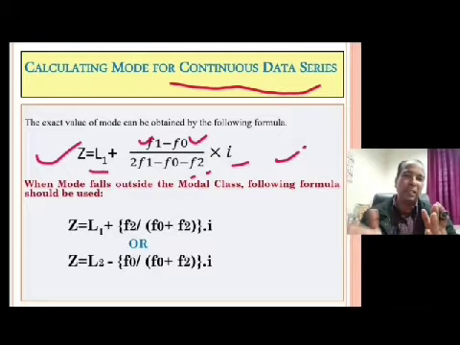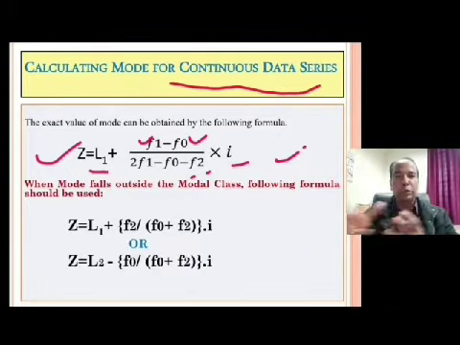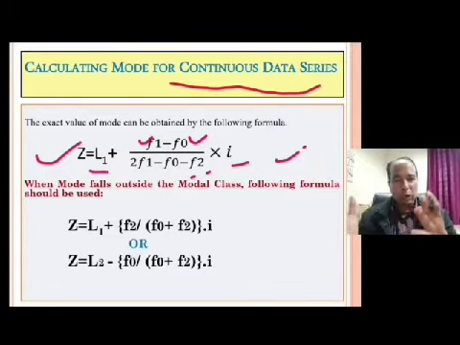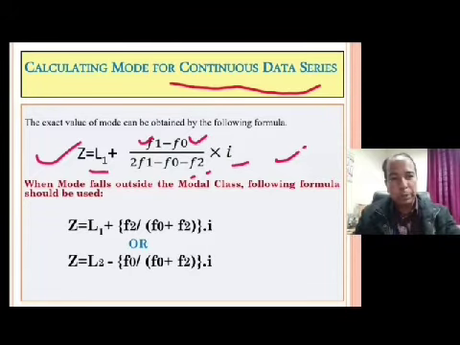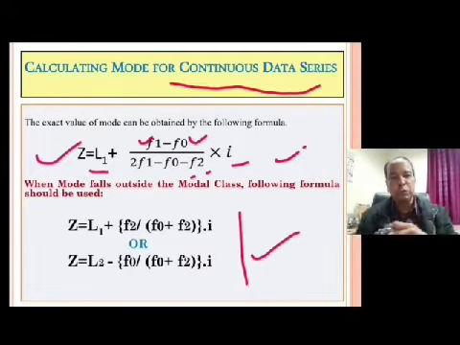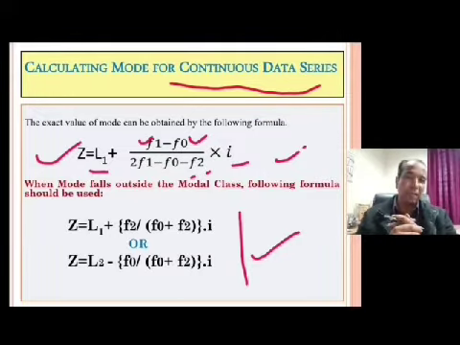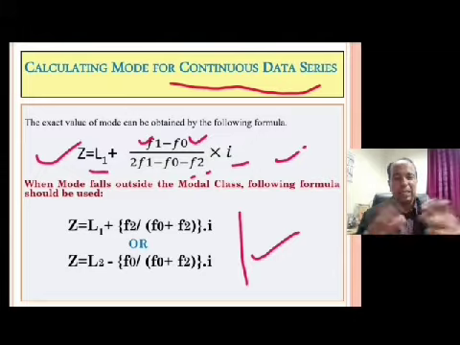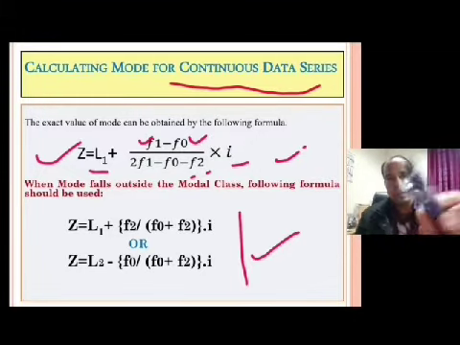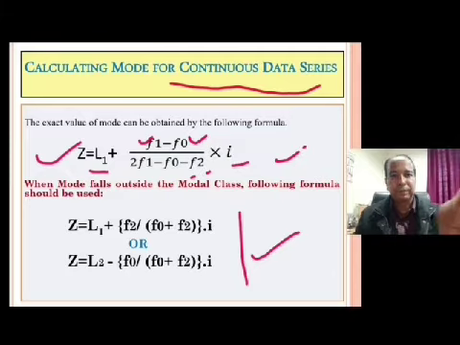Like the modal class is 4 to 6, but your mode is 2, or 3, or 8. So the mode is not falling in the modal class in that case, and then you are supposed to use either one of these two formulas to get the mode, because in that case the mode is not valid if it is falling out of the modal class by calculating with the first formula of the mode. So in that case you have to use either one of these formulas.